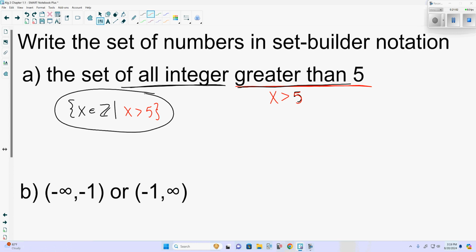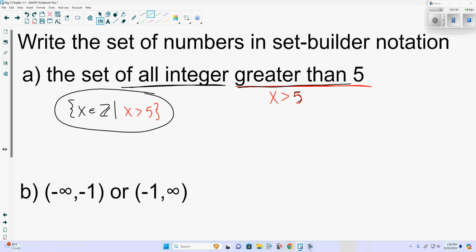The symbol for integers is that Z. Yes. The E is element. It's a part of the integers. Our values of x are going to be integers. So brace x, E, of all integers. So x is an element of the integers, such that x is greater than 5.